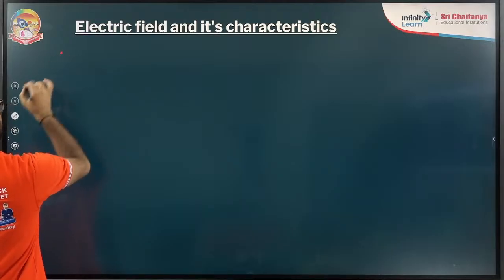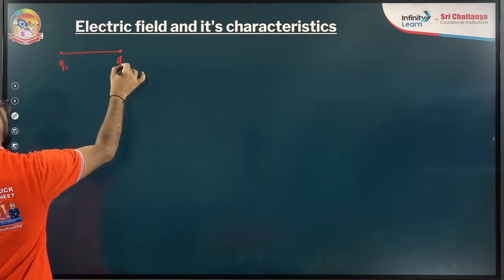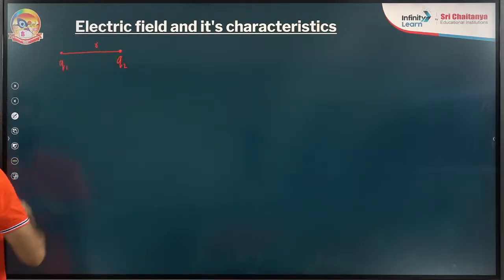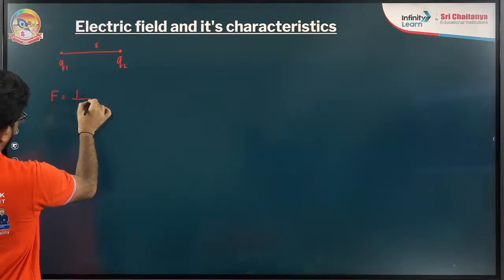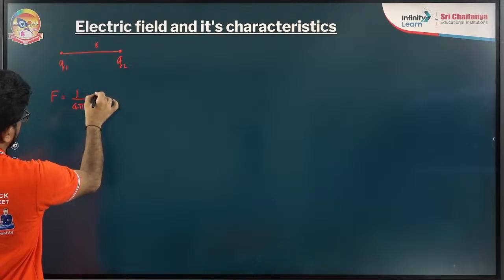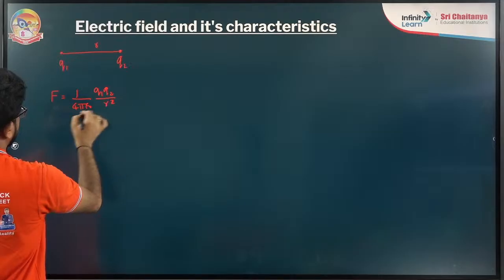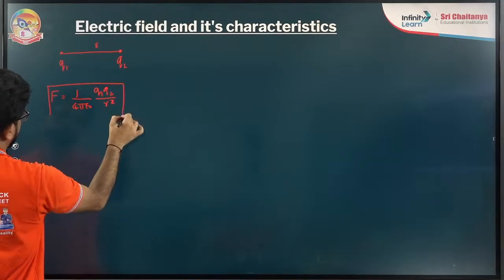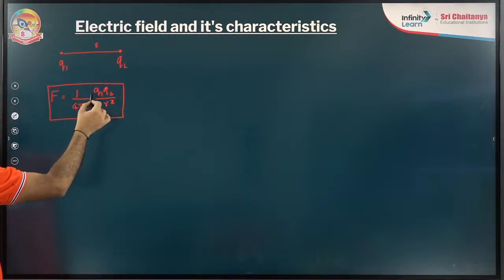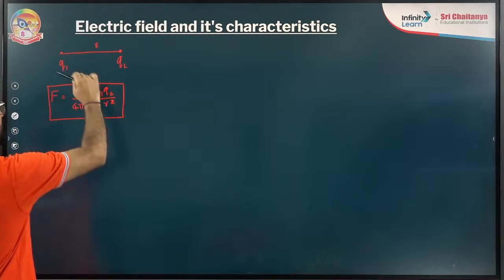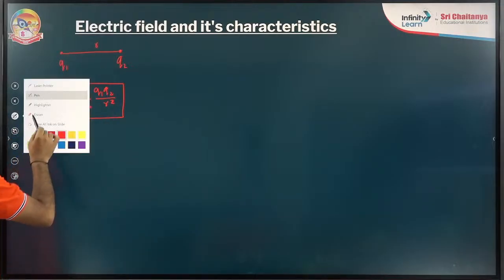Suppose there are two point charges, q1 and q2, at separation r. So what is the force acting between them? You will say the force is equal to 1 by 4 pi epsilon naught q1 q2 by r square. This is the very simple thing, we call it force. That is the force acting between these two point charges. Very good. Now understand one more thing.